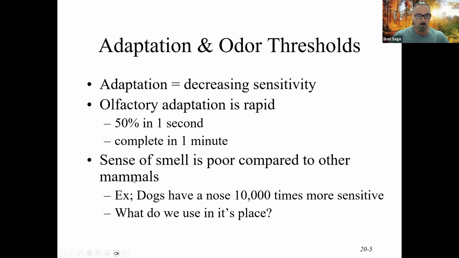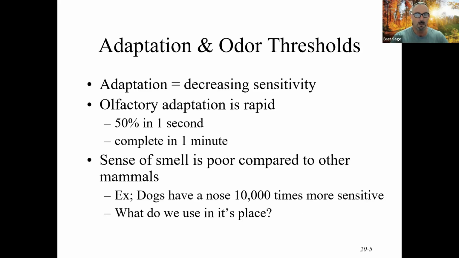Our sense of smell is poor compared to mammals. For example, dogs have a nose that's 10,000 times more sensitive. When I say nose, I mean olfactory epithelium. This is why we use dogs for drug sniffing, bomb sniffing, etc., because they have that long snout with a much larger olfactory epithelial membrane. And what do we use in its place? What's our dominant sense? Well, for dogs, it's mostly smell, with hearing and vision being secondary. With humans, the reverse. Vision is number 1, with our sense of hearing being next, and then smell the least.